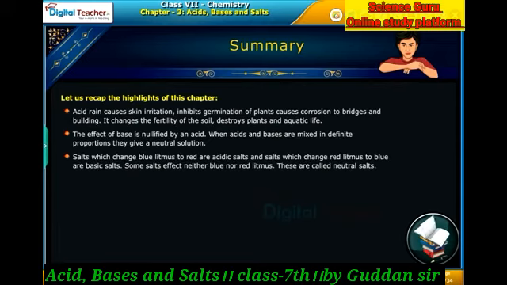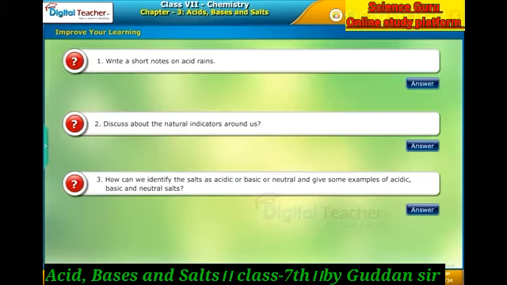Salts which change blue litmus to red are acidic salts, and salts which change red litmus to blue are basic salts. Some salts affect neither blue nor red litmus. These are called neutral salts. Read the questions and attempt the answers on your own. You can click Answer for your reference.